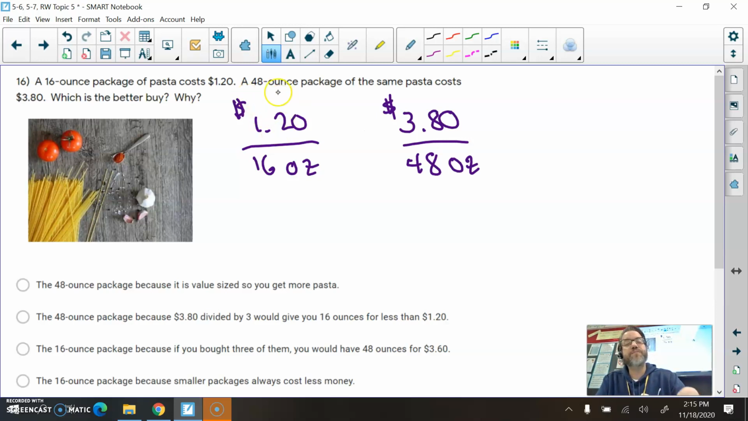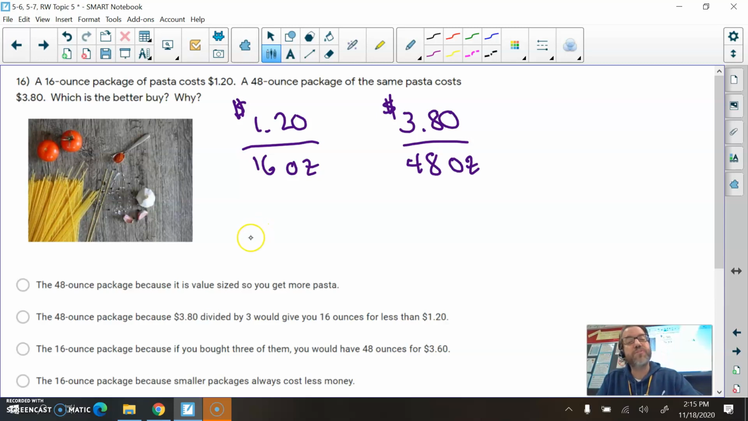take the price, divide by the number of ounces. I can take $1.20 and divide by 16, and find out what the price is for 1 ounce. And then I could take $3.80 and divide by 48 to figure out what the price is per ounce here. In fact, I'll do that. You may use calculators. So I'm taking $1.20 divided by 16.